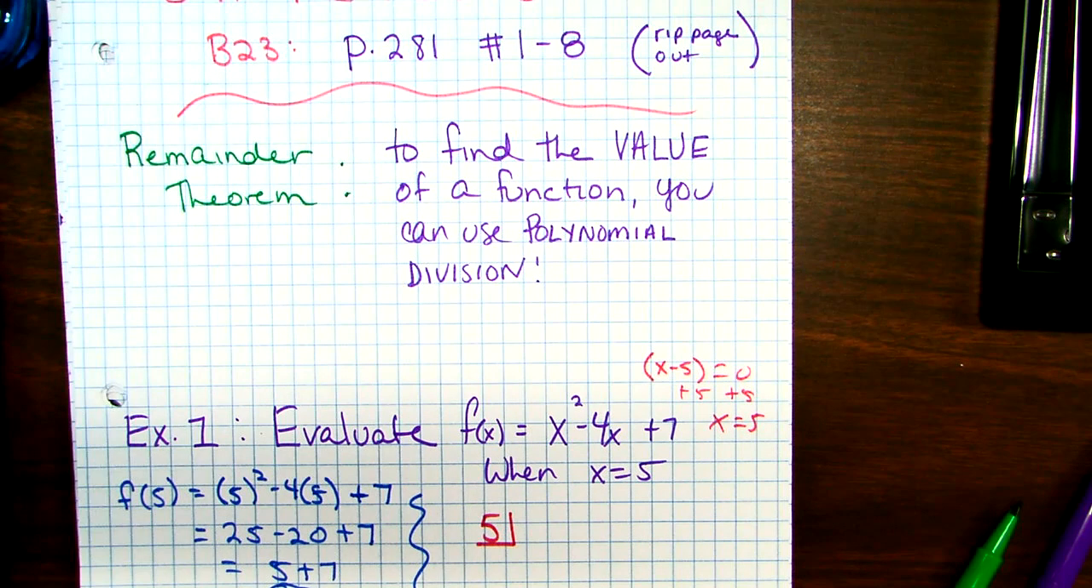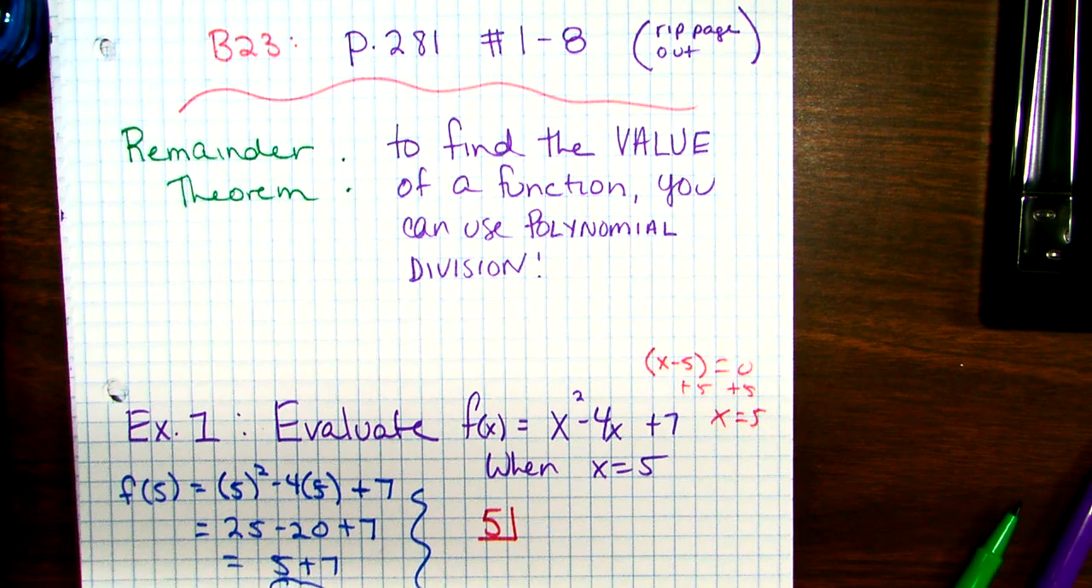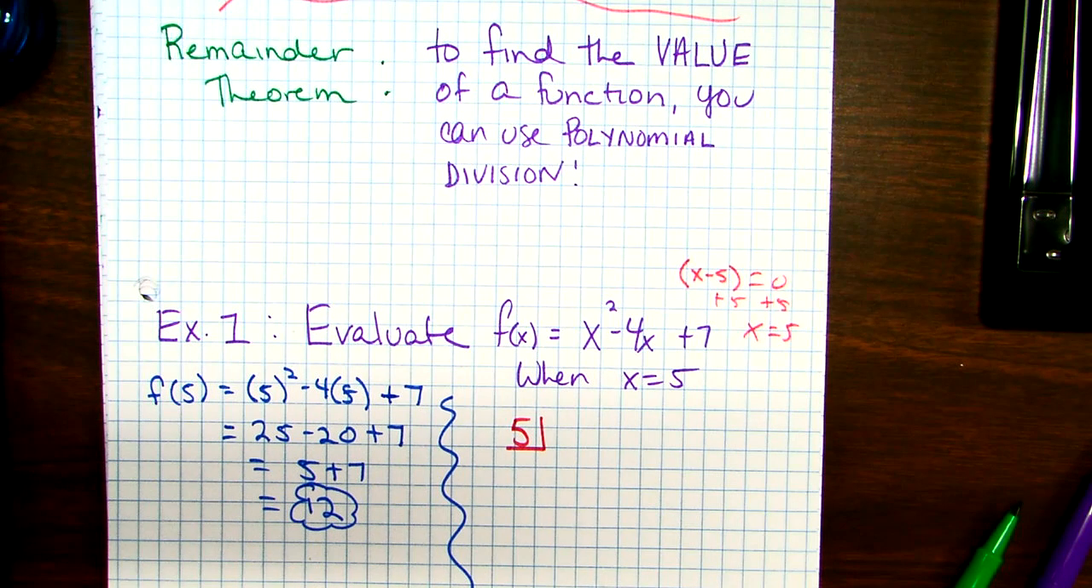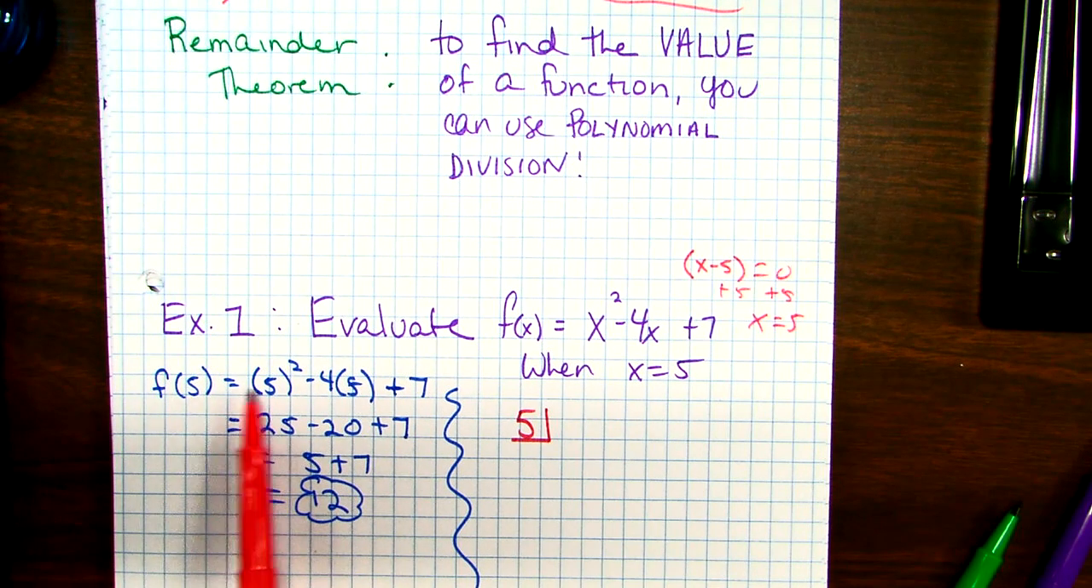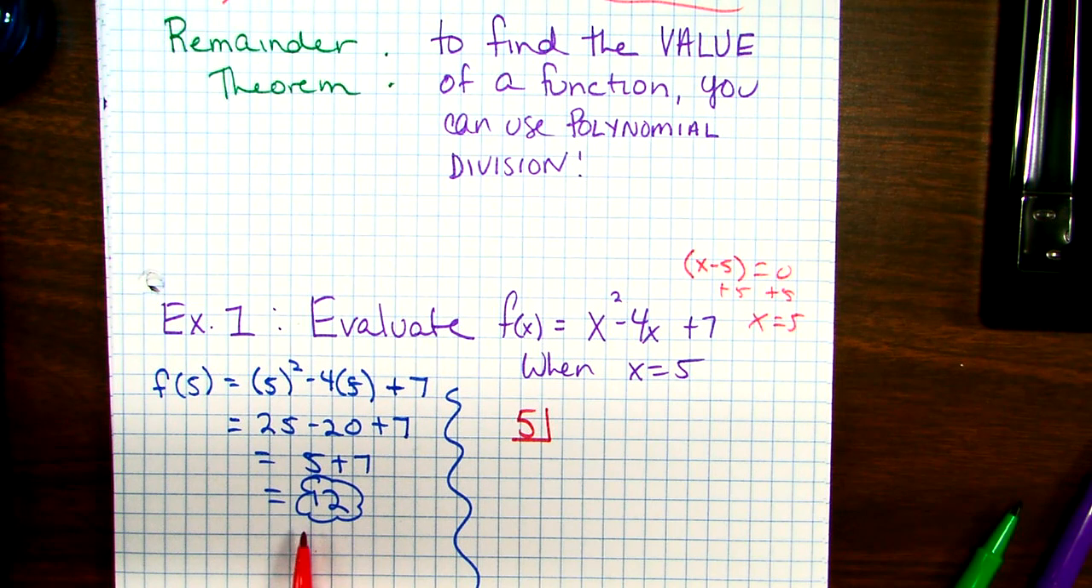So we're learning the remainder theorem, which is a way to find the value of a function. I'm doing example 1 two ways. Sorry, whoever's watching this, I forgot to record, so you can kind of catch up by just looking at what I did here. I plugged 5 into this function, and I got 12, okay?